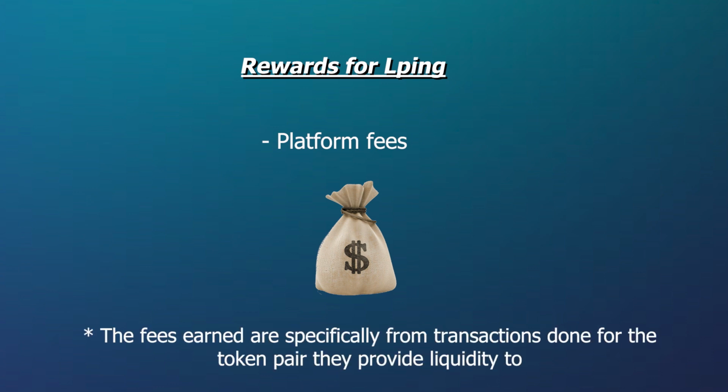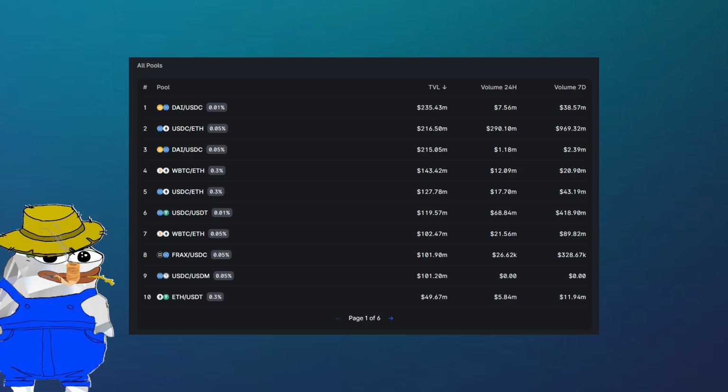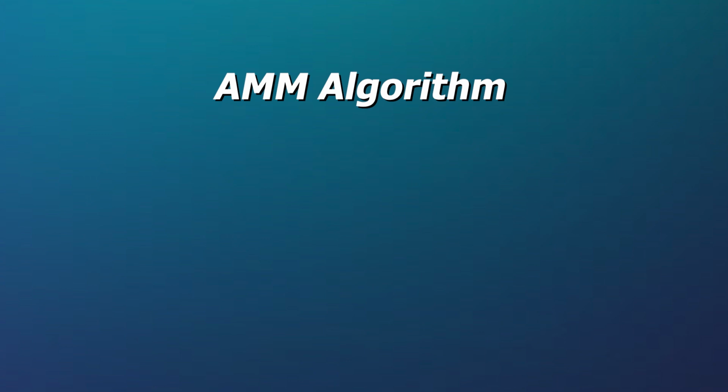LPers on Uniswap receive a portion of all the fees being transacted for that token pair. This can be a great way for users with larger positions to farm yield on Uniswap and contribute to its functionality. Another thing to mention is how their AMM algorithm works.